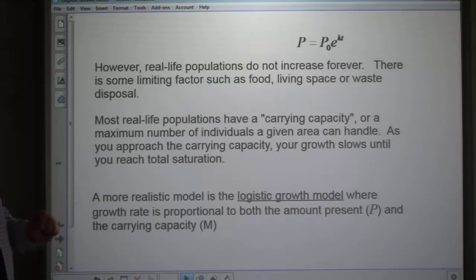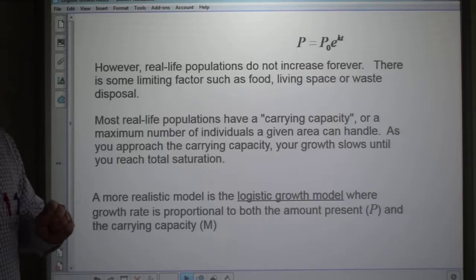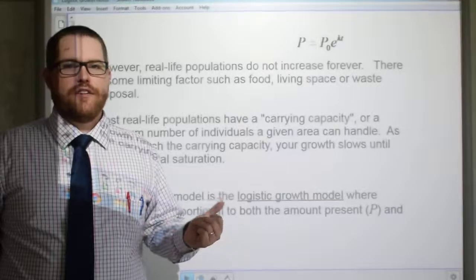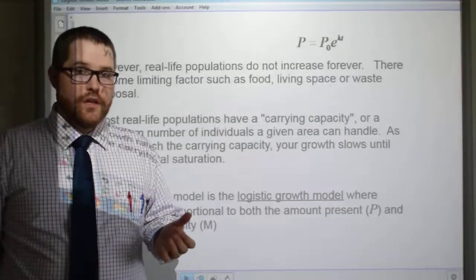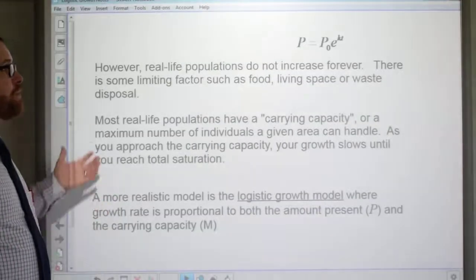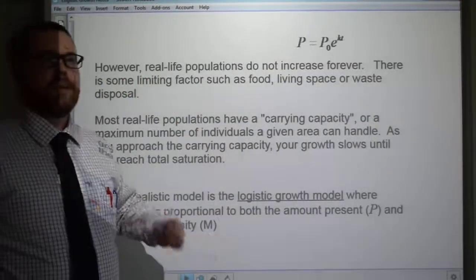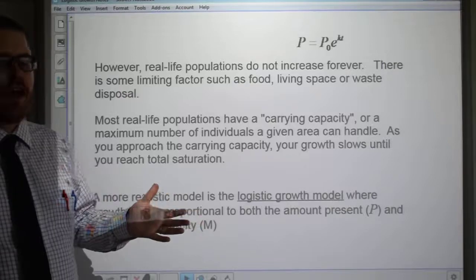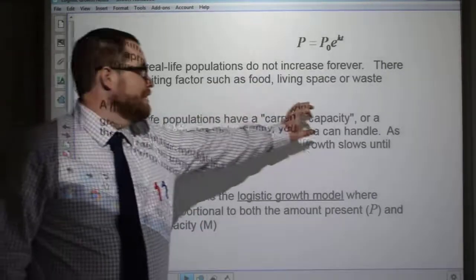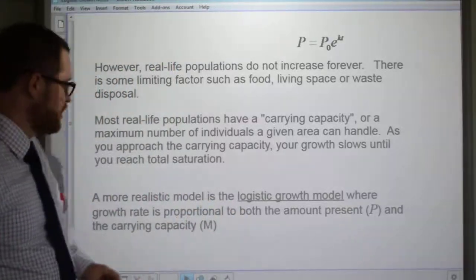Real life population doesn't grow forever. You can't have more people and more people and more people, or I think in my examples I use fish or deer or squirrels. They can't grow forever. Eventually you're going to run out of space. So exponential is if it can increase forever, like money or something like that that's not going to stop. Things that have a carrying capacity, some sort of limit, we use logistic growth.